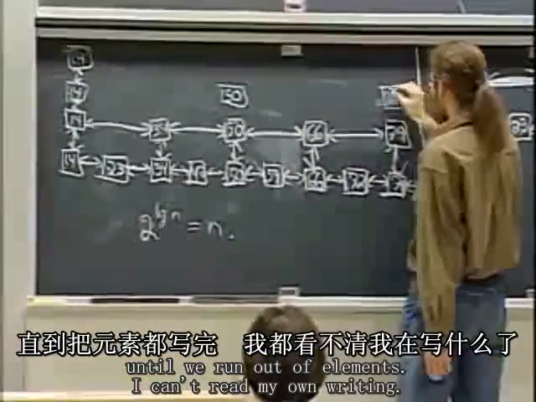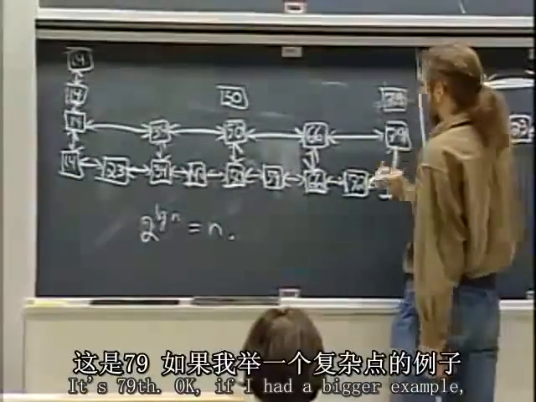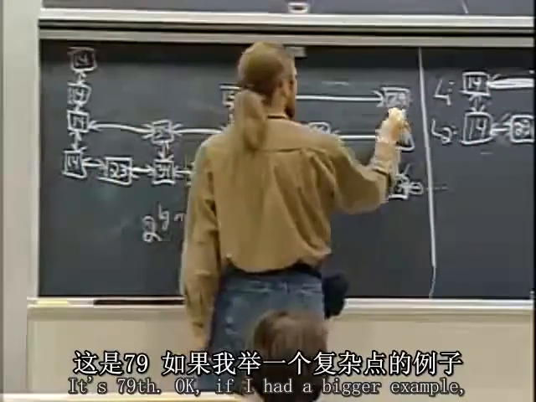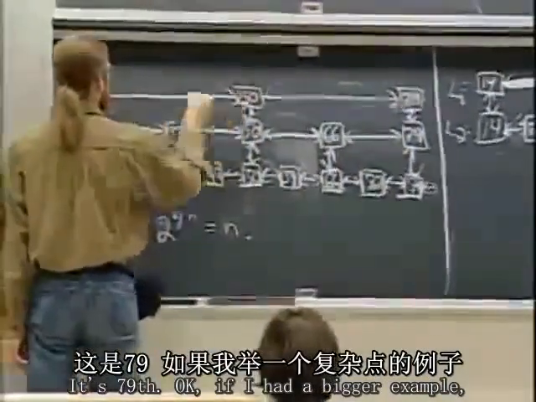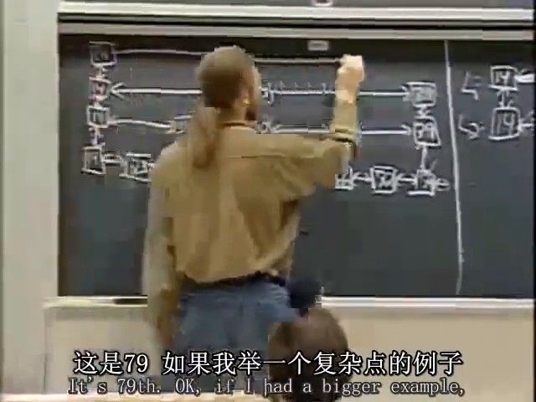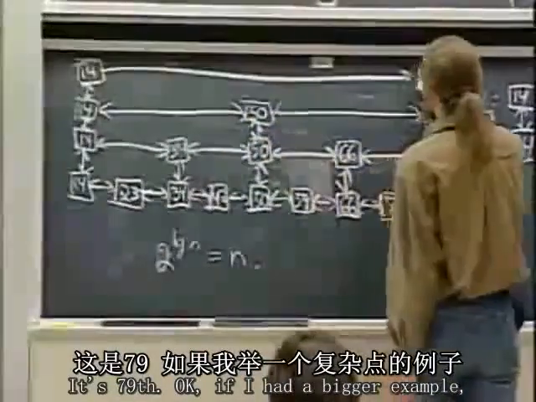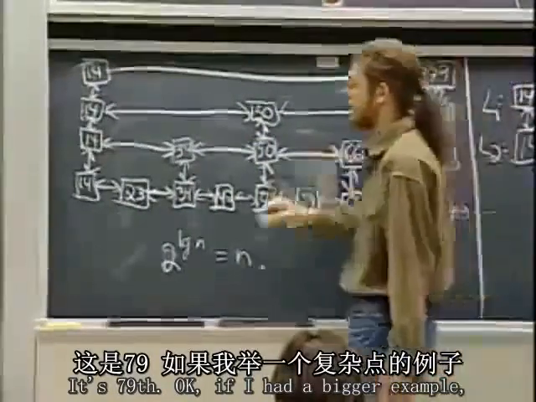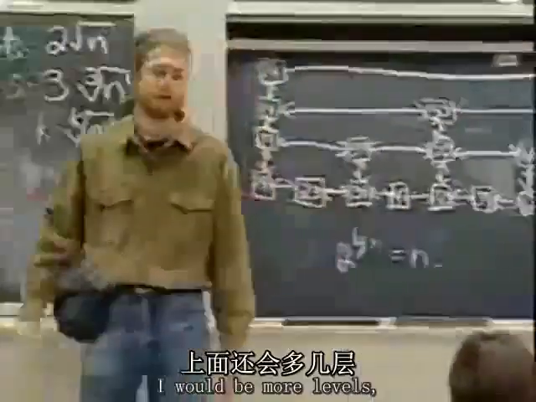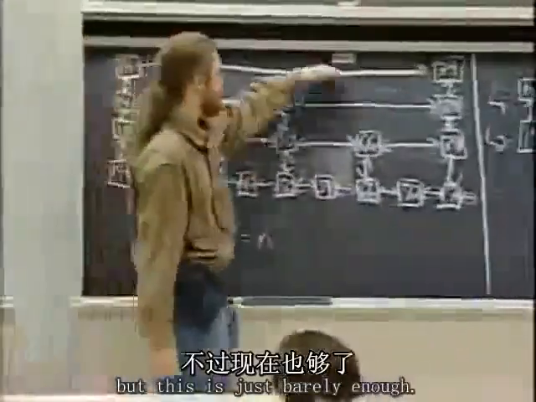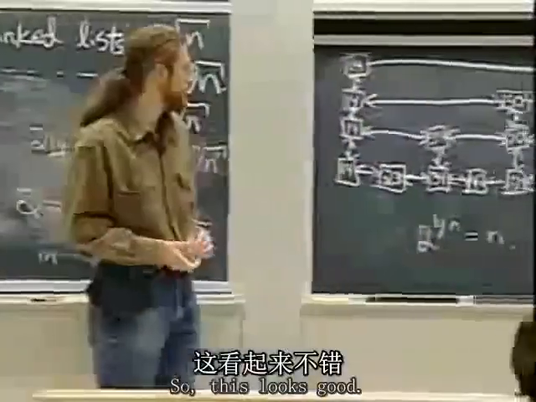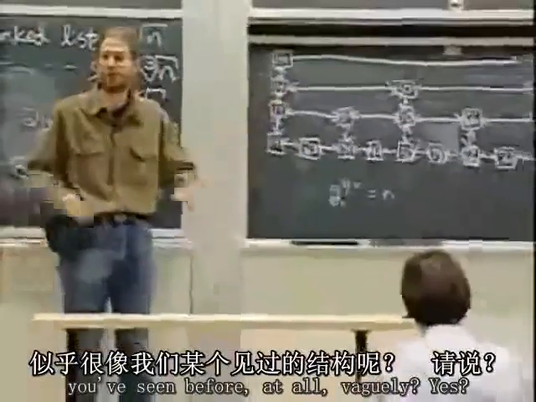Oops, can't read my own writing. 79th. Okay, if I had a bigger example, I'd need more levels. But this is just barely enough. Let's say 2 elements is where I stop. So this looks good. Does this look like a structure you've seen before at all? Vaguely?